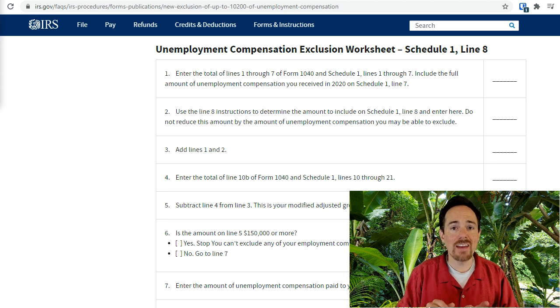However, if you are doing it by hand or you need to know how to fill one of these out, I'm explaining how it works right now. It says first, you add up the total amount of income that you have from all your other sources on your 1040 and the other income that you received on your Schedule 1.